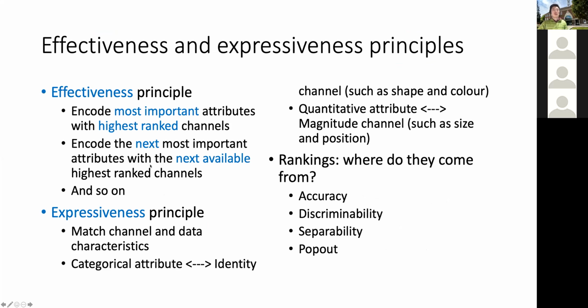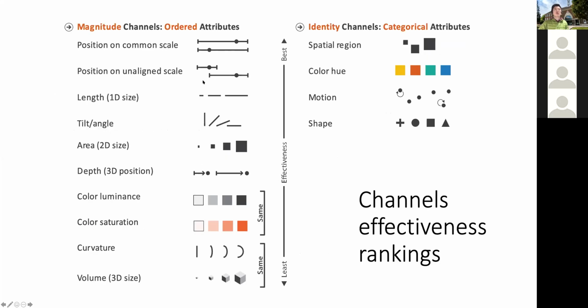And then if you have two attributes to encode, you should pick the next available highest ranked channel. For example, I already decided to use position to represent my price, but I also want to show another attribute, which is the profit. In that case I cannot use position along the x-axis, if that's already used for the price. For the profit, I could still use position on the same scale, but this time using the y-axis instead of the x-axis. If that makes sense.